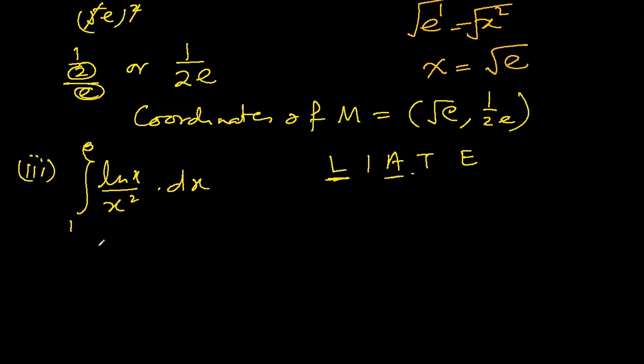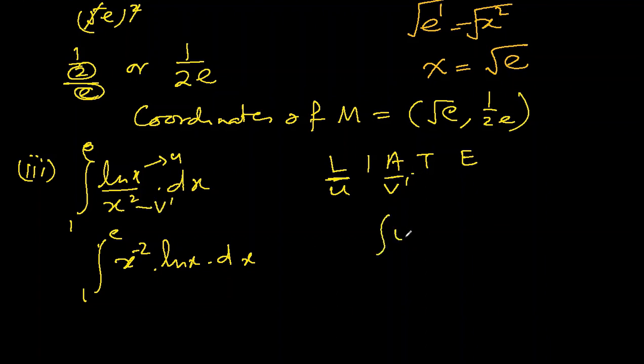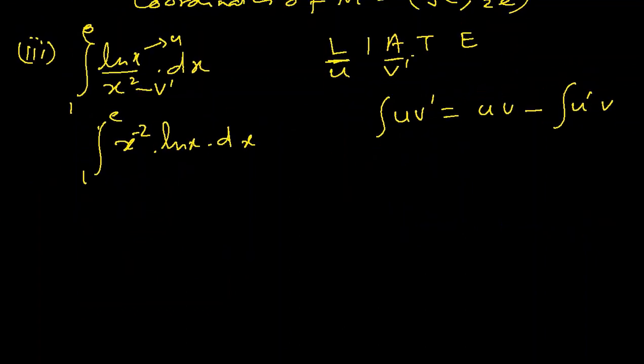All right, let's rewrite this: the integral from 1 to e of x to the power minus 2 times ln x dx, right? So u v prime: the logarithmic part becomes u and this becomes v prime, and we know that the integration of u v prime is uv minus the integral of u prime v. All right, so let's do that.